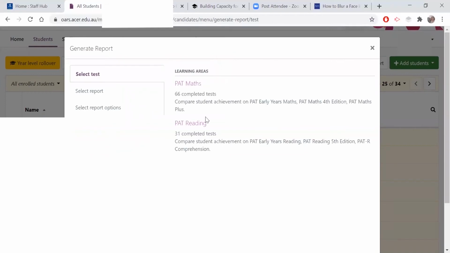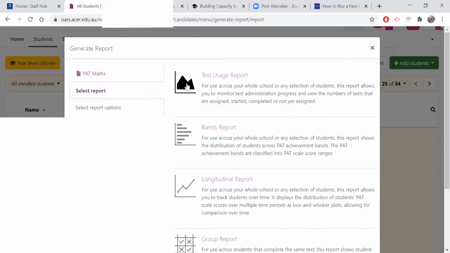Now I can choose from PAT Maths and PAT Reading. 66 have done the PAT Maths, 31 have done the PAT Reading. Of course, I'm interested in maths. So I'm going to go to that. There are 4 types of reports that I can get. I can get the test usage.